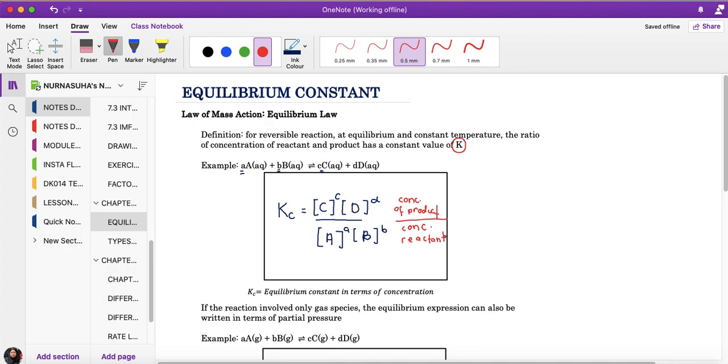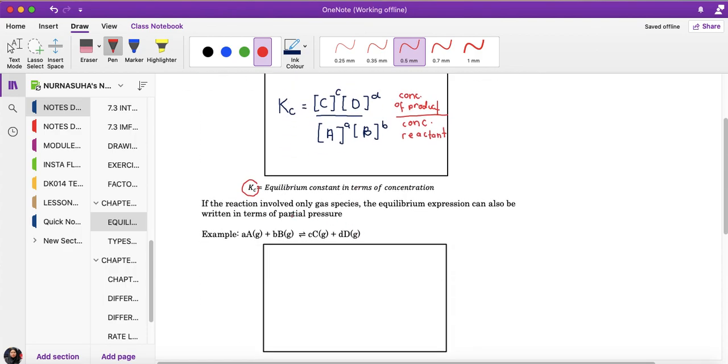So, what is Kc? Kc is the equilibrium constant in terms of concentration. C is for concentration. So, if we want to find the equilibrium value using concentration, we will be using Kc. Kc equals the concentration of product divided by the concentration of reactant. However, if the reaction involves gas species, the equilibrium expression can be written in terms of partial pressure.